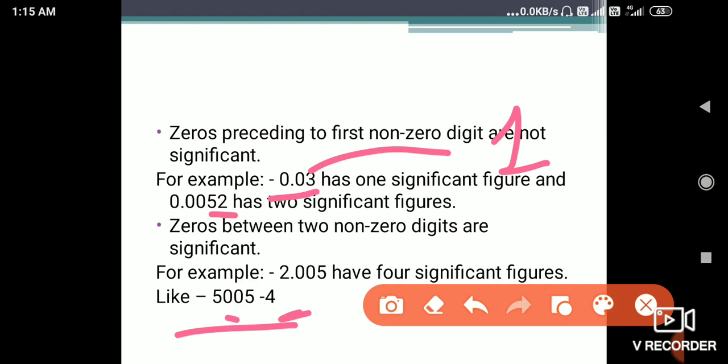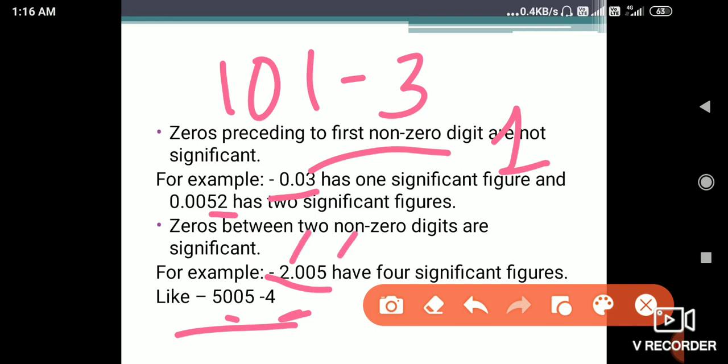Like suppose 101, here 0 is between the two non-zero digits, that is 1. So here it will be 3 significant figures. Or even if there is a decimal in between, for example 2.005, here the zeros are between the two non-zero digits, that is 2 and 5.